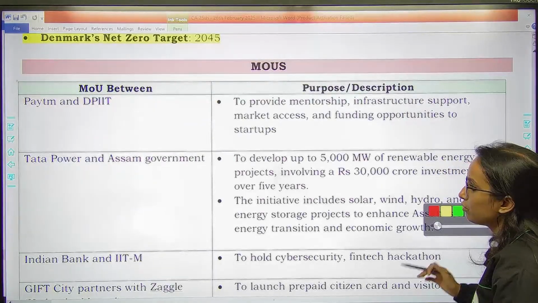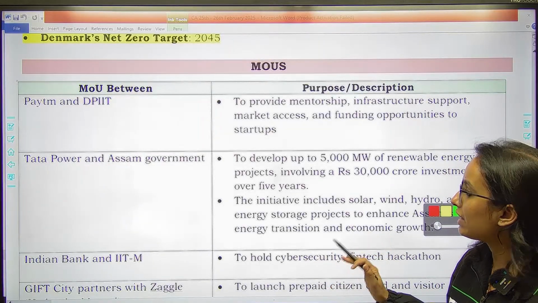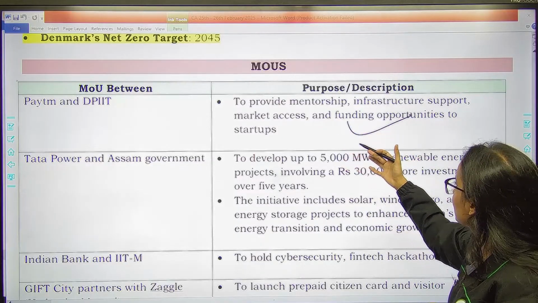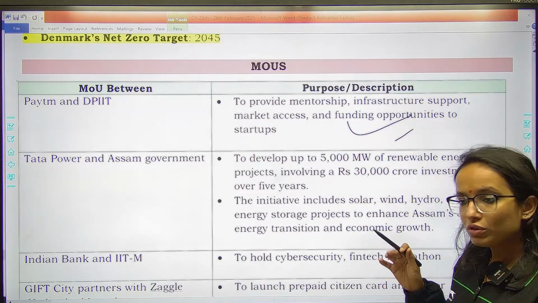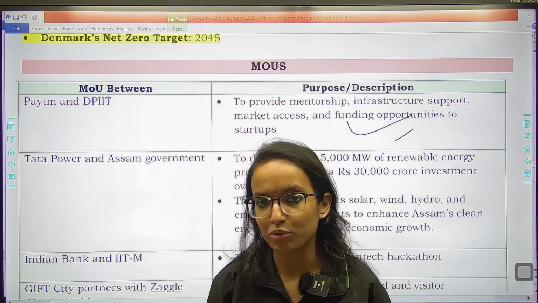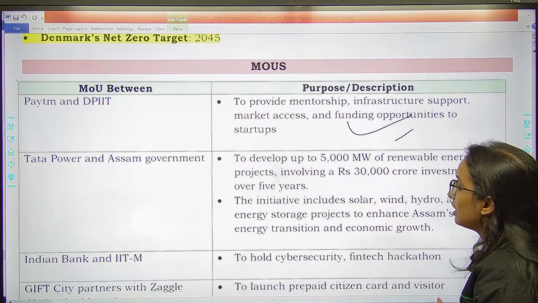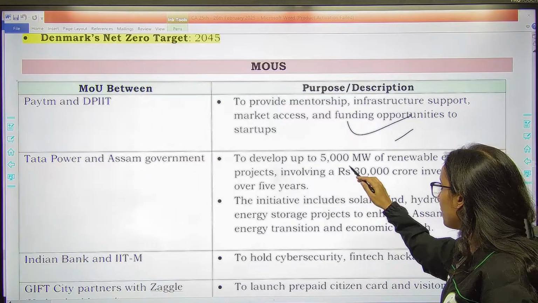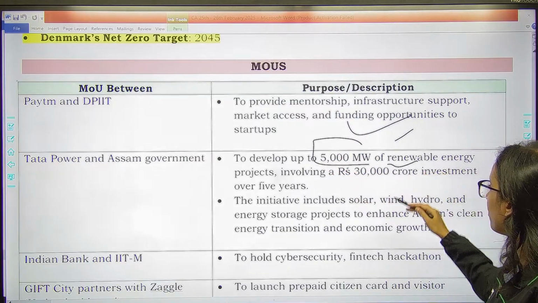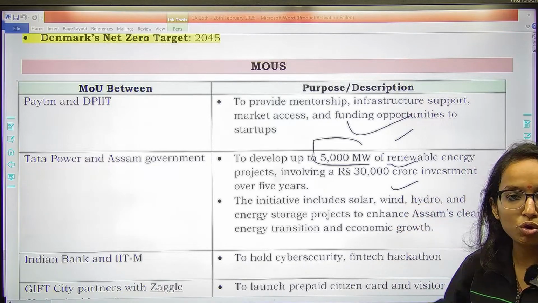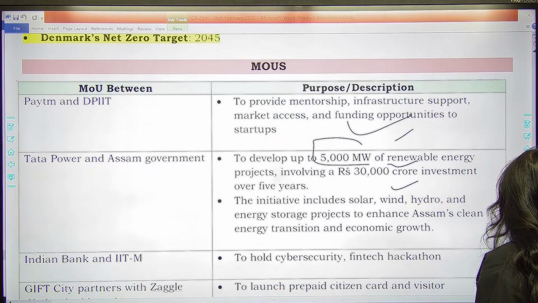Now talking about MOUs, first is between Paytm and DPIIT to provide infrastructure, support, market access, etc. to startups. So DPIIT ने partnership की है Paytm के साथ. Paytm will be providing all these support activities to new startups in the market. Second is Startup Power and the Assam government. They have signed an MOU to develop 5,000 megawatts of renewable energy projects involving 30,000 crore investment over the next 5 years.